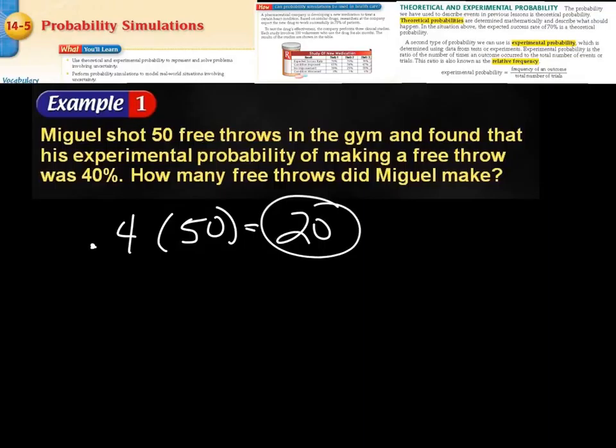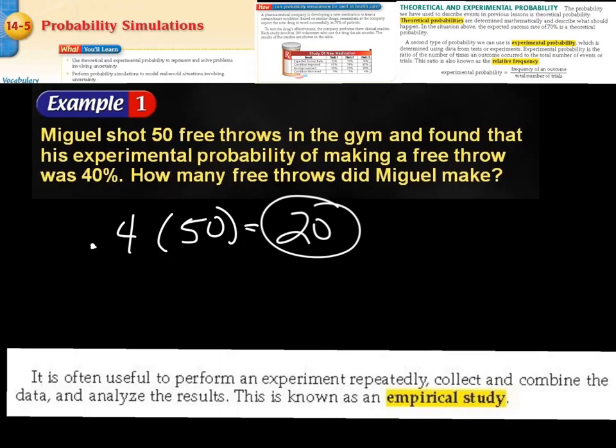I find the problem a bit ironic because he already knew how many free throws he made. You would normally calculate the percent from the actual. It is often useful to perform an experiment repeatedly, collect and combine the data, and analyze the results. This is known as an empirical study.